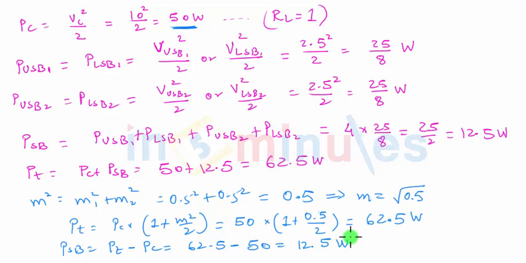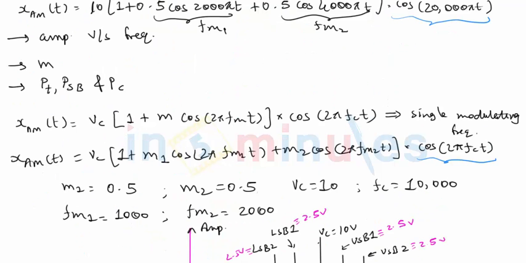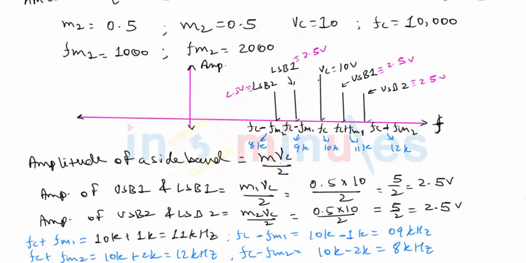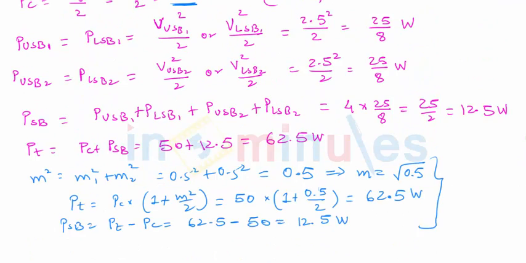So you can use either this approach of finding total power, or you can also apply the formula directly. But please note that in this formula we need total modulation index, which comes out to be under root 0.5. So that's the complete question with the frequency spectrum that we drew in the previous slide, and with all the power related calculations presented here.